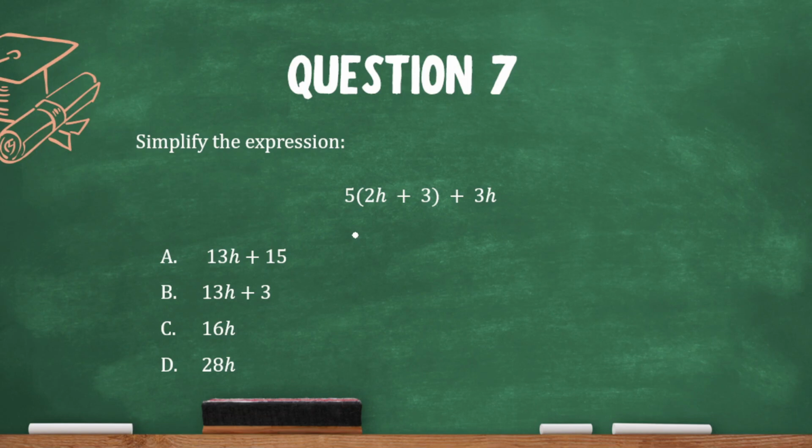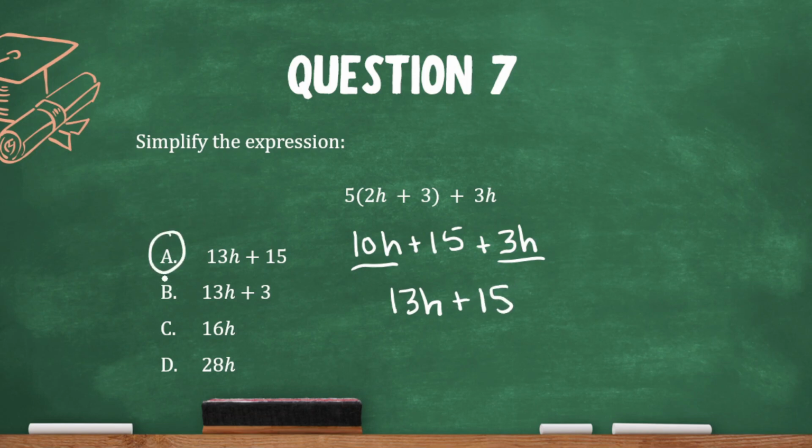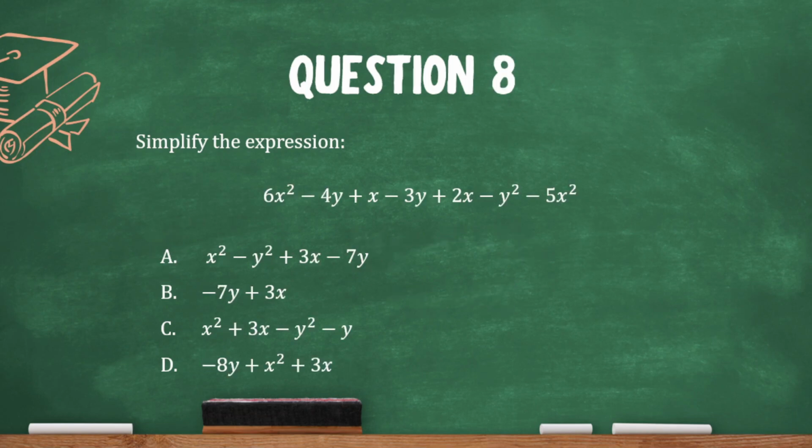Let's distribute again. So 5 times 2h is 10h, plus 5 times 3 is 15. And I'll carry down this 3h. Now I can combine like terms. I've got 13h plus 15. A.